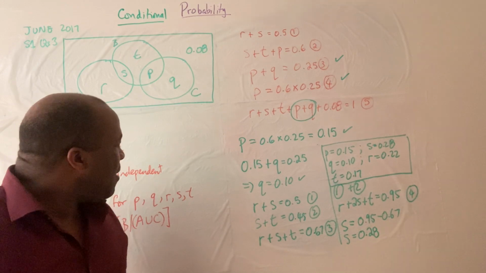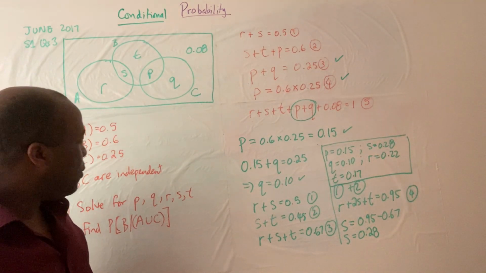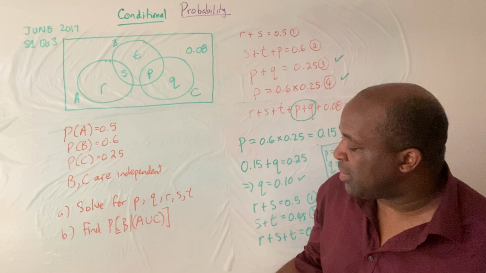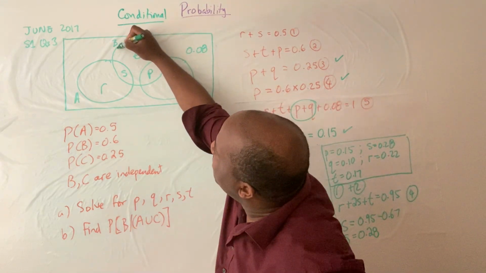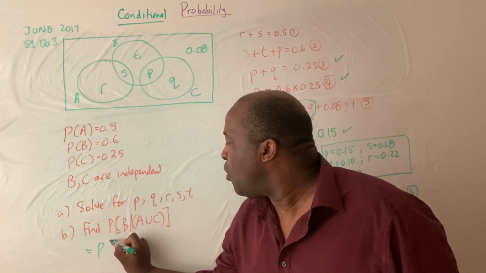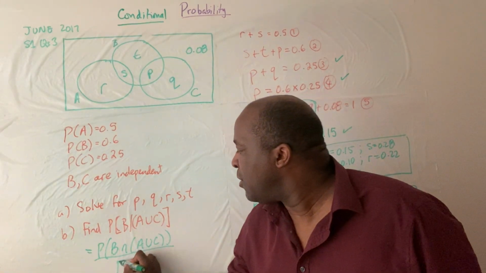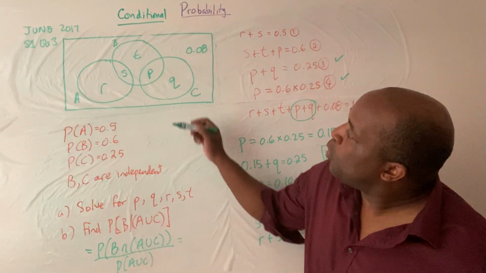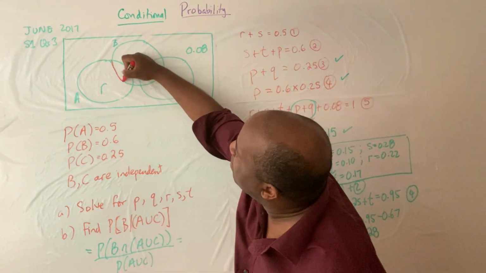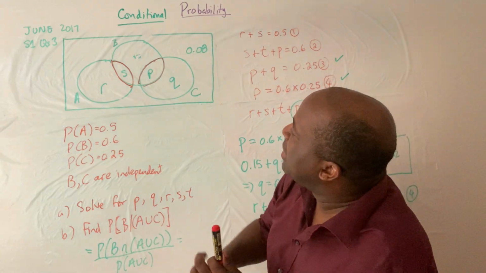So from here, we're going to have a go at evaluating the conditional probability that has been presented to us. Okay, so in part B, we're asked to find the probability of B given A union C. So here, by formula, this will be the overlap, the probability of B intersect A union C, divided by the restriction, A union C. So the overlap, B intersecting with A union C, will be this region here. So that is T.